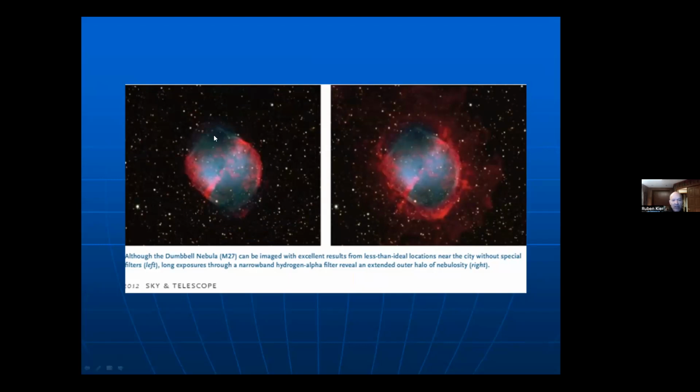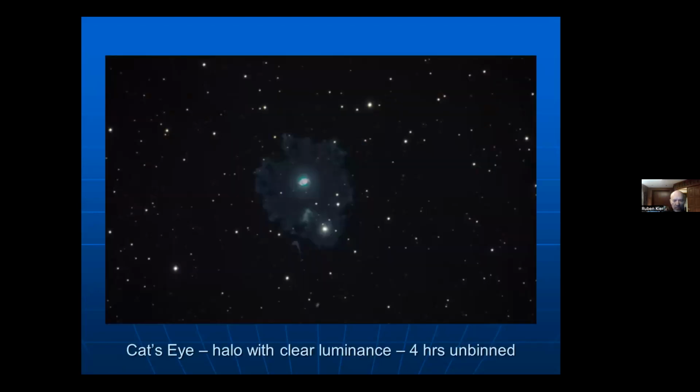What I did here is this is a typical LRGB image of the Dumbbell Nebula, but then I did another layer where I did 2x2 binning of hydrogen alpha with very, very long exposures, and then overlaid that as a mask, showing that outer halo. Just another example of an outer halo here.